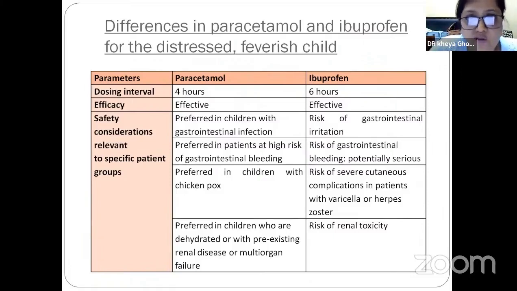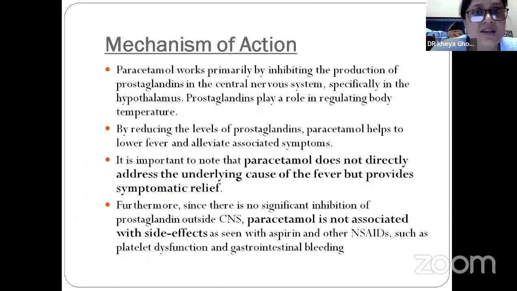Paracetamol is preferred over ibuprofen when we think of renal toxicity. It is preferred in children who are dehydrated or have pre-existing renal disease or multi-organ failure. Even IV paracetamol is very well available nowadays, and in very sick babies, rather than giving other things, you should go for IV paracetamol.